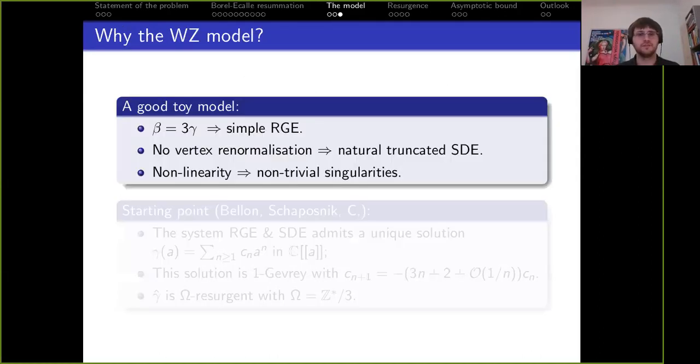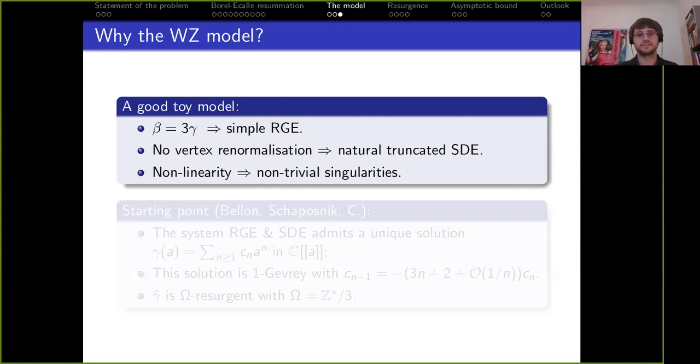I think before I do that, a decent question is why this model? Why should we care? Why did I bother doing this model that is not supposed to be very physical since it's exactly supersymmetric? Well, the fact is, it's very simple. It's a good toy model. It's just a nice model to start with.